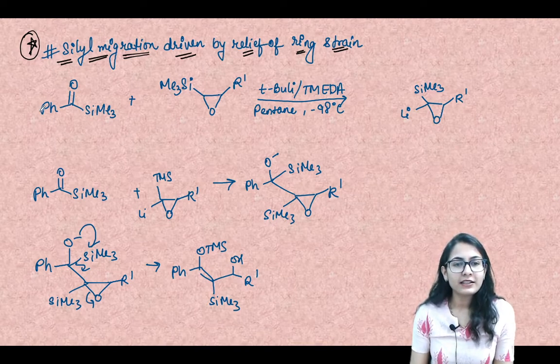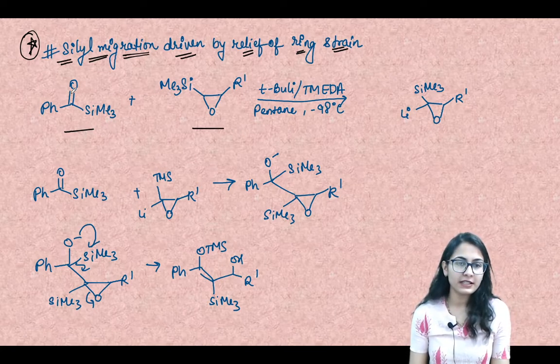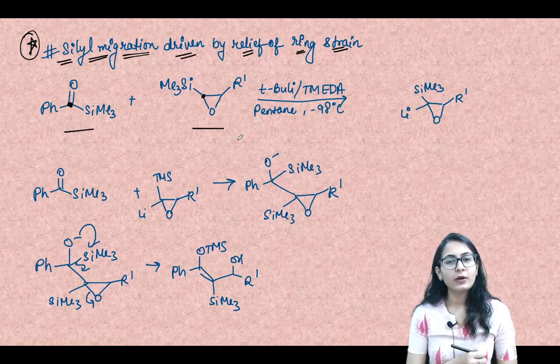So in the start of the reaction, in the beginning of the reaction, what do you see? You see alpha silyl ketone like this, and in the second part you see alpha silyl epoxide. What are we doing with that? Let's see what is the possibility.